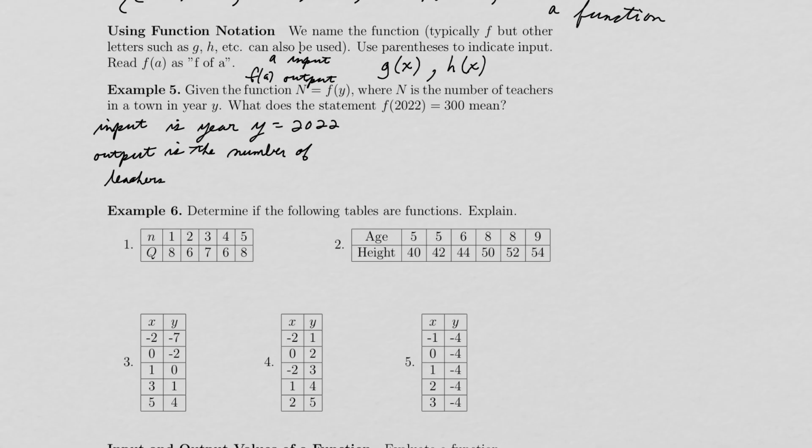And then the output is the number of teachers, which we called capital N, which in this case equals 300. Remember, N is f of y. So in this case, this is like f of y. This is going to be the n, right? The result, the output, is the n. All right, so what does this mean? How do you interpret it? You basically say in the year 2022, the town has 300 teachers. That's how you would interpret this function notation.